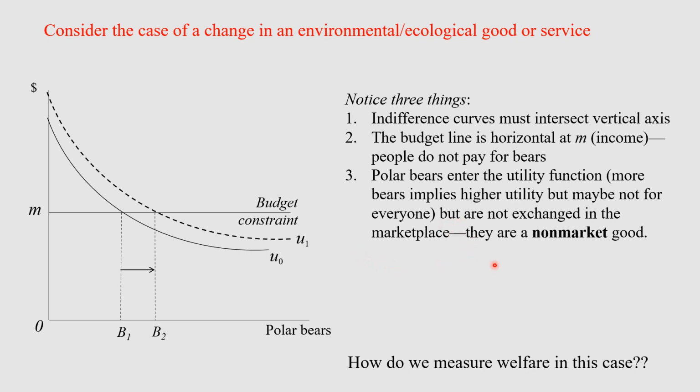But in any event, these are non-market goods. These environmental, ecological goods and services, or just knowing that polar bears exist or not, that's a non-market good. They don't affect the budget line, but they do affect your well-being. So in this case, if the number of polar bears increases from B1 to B2, some people would find that an increase in utility.